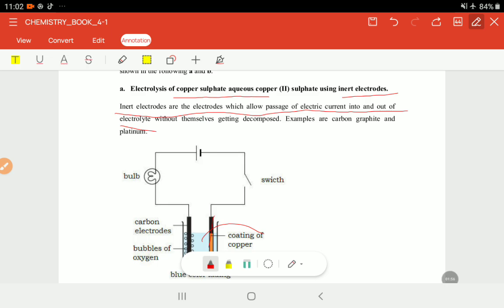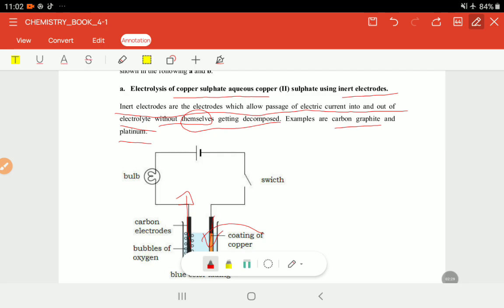So the electric current enters well and is also able to leave, without the electrodes themselves getting decomposed. They don't get split, and they don't take part in that chemical reaction. So the examples are carbon graphite, or platinum. So platinum, carbon graphite, these are the electrodes we can use.